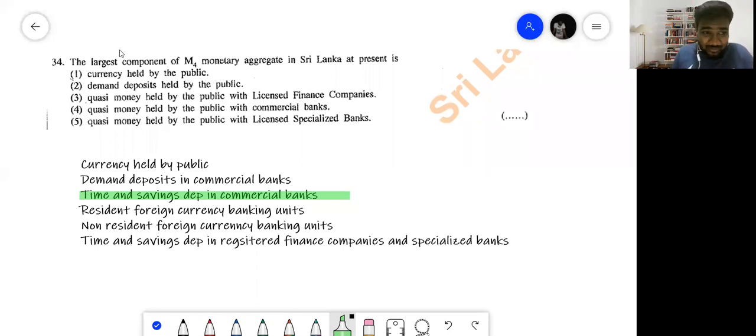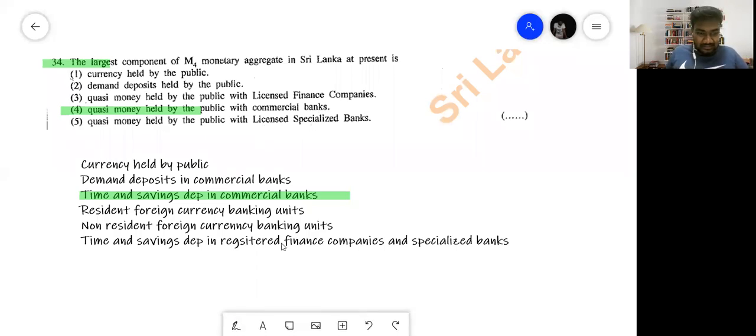So now in this, they have not directly said time and savings deposits. They have given a different name to this. What do you think the answer is? 1, 2, 3, or 4? Currency held by public, deposits held by public, demand deposits, quasi money held by public in loans and finance. Yeah, it's the 4th one. Quasi money refers to time and savings deposits in commercial banks. Again, an easy one, not that hard.